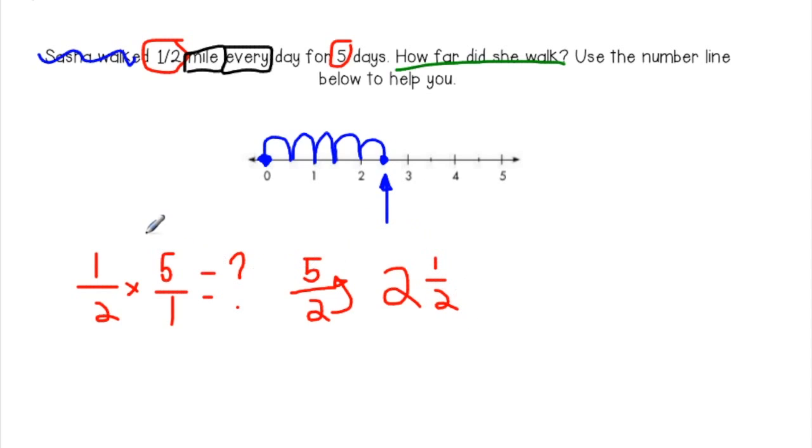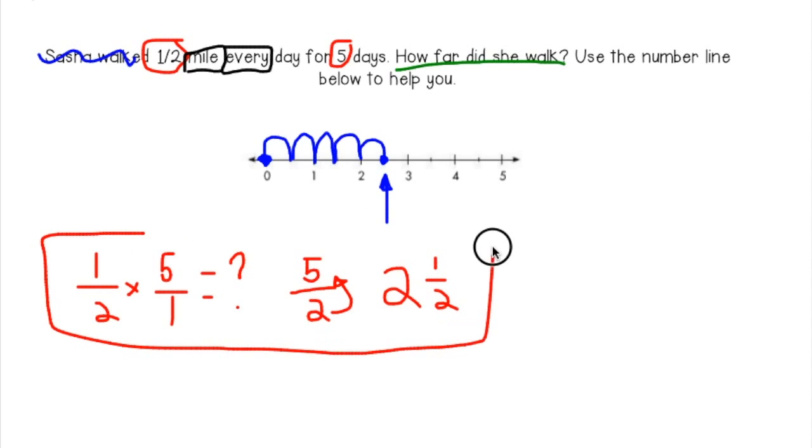But for today, I don't want you to focus on this equation. I want you to focus on modeling. So using a number line or repeated addition to help you solve this. So again, all I did was make a number line. I started at 0 and I hopped a 1/2 mile 5 times for every single day that she walked, which gave me 2.5 miles that she walked in total.